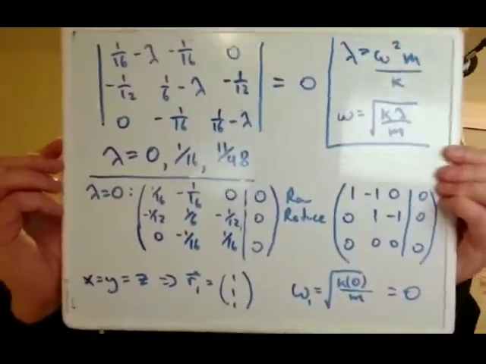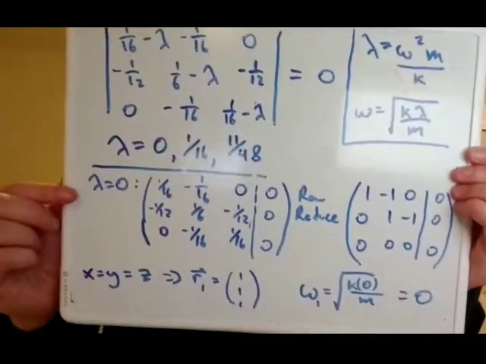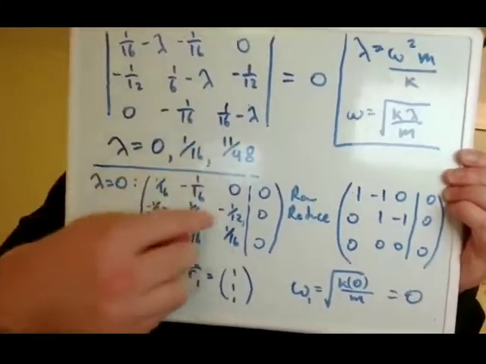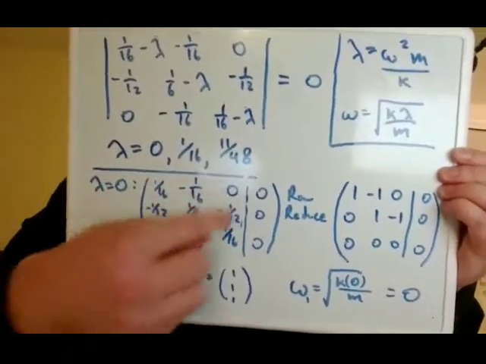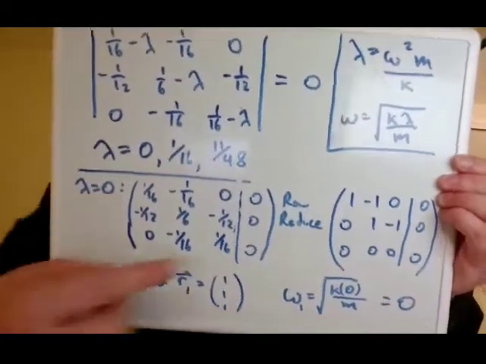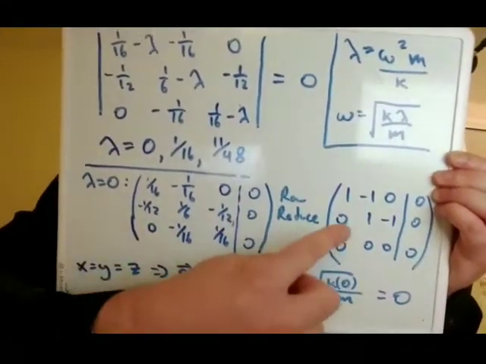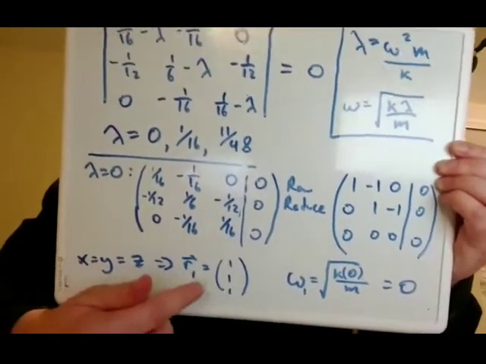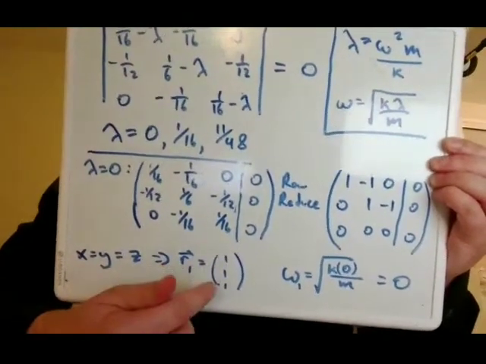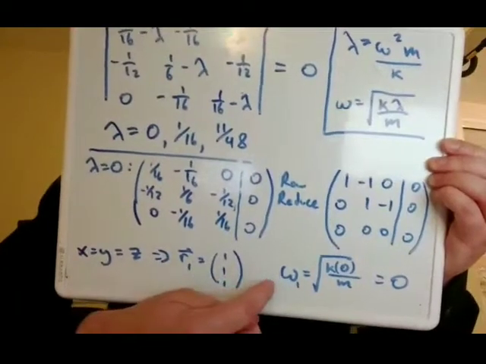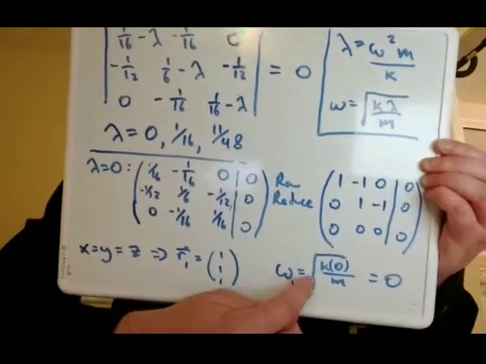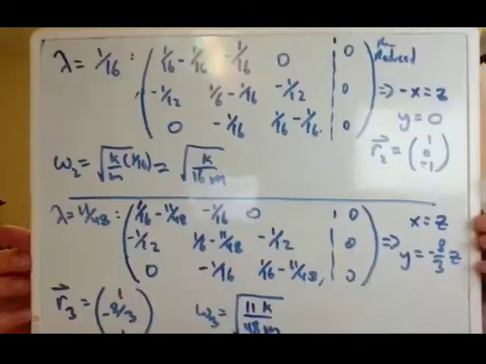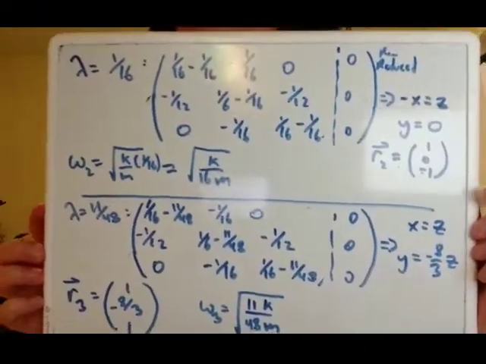So we need to go through this 3 times with the different eigenvalues. We plug this into this, and we just get sort of the original transformational matrix. We row reduce that to get this relationship. And then this ends up being the eigenvector right here, and then the frequency of the first natural mode is this, which is just simply 0 because the eigenvalue was 0. I'm going to do that for the other 2 eigenvalues.